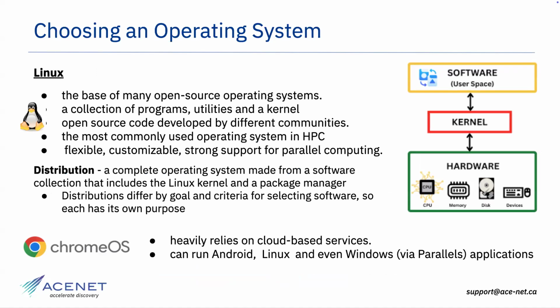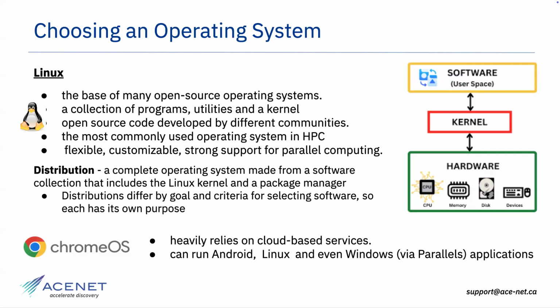Linux is the base of many open source operating systems. Unlike Windows and Mac OS, Linux isn't a single full operating system. It's rather a collection of programs, utilities, and a kernel. So what's a kernel? The kernel is the core component of the operating system. It's the piece of software that interacts the closest with the hardware and has complete control over all processes in the system. The kernel is responsible for low-level tasks such as disk management, memory management, task management, and so on.